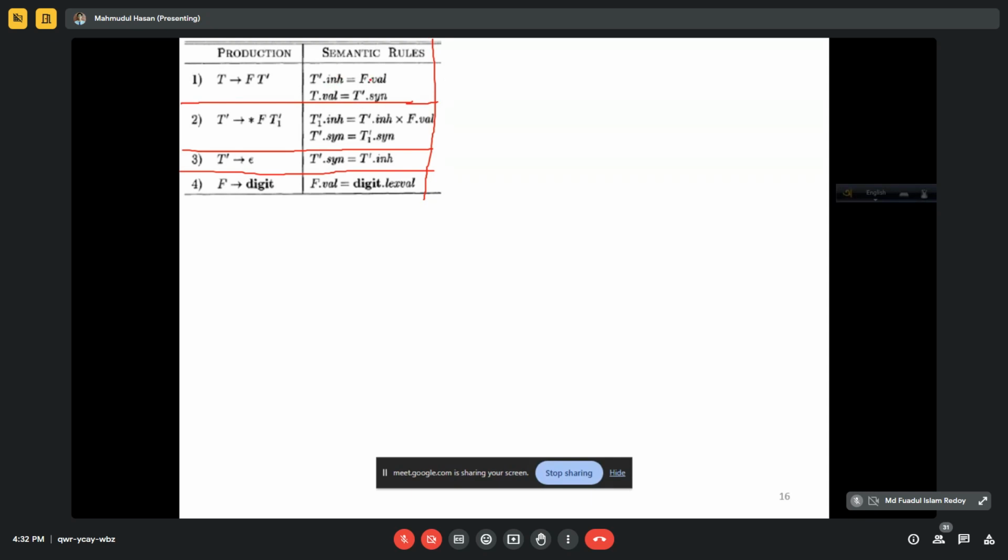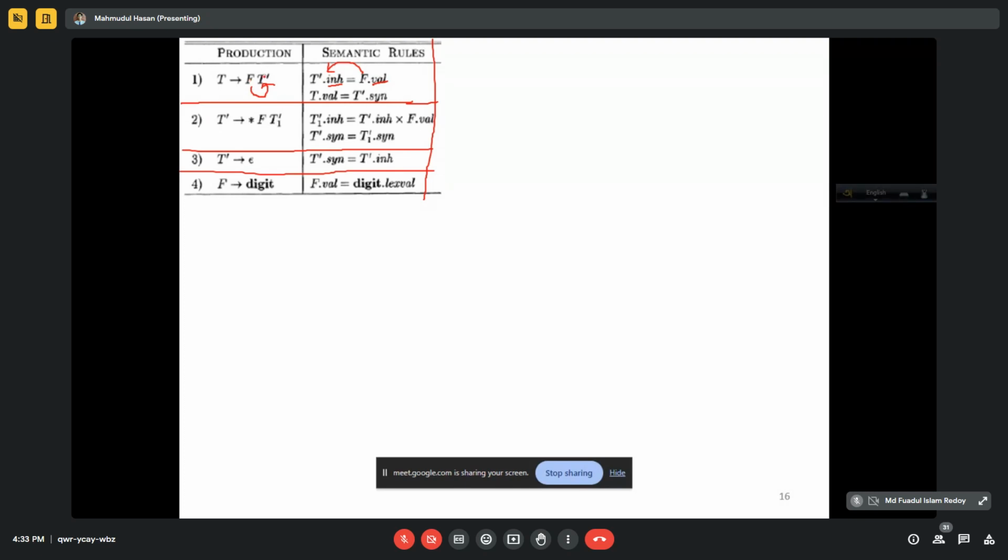So if you think the first one, the value of F goes to inherited T dash. So this is the INS. This is the attribute name. This is the value. So here F value goes to here. Is it? Yes, sir. That means F value goes to T dash. That means the value of T dash comes from siblings.